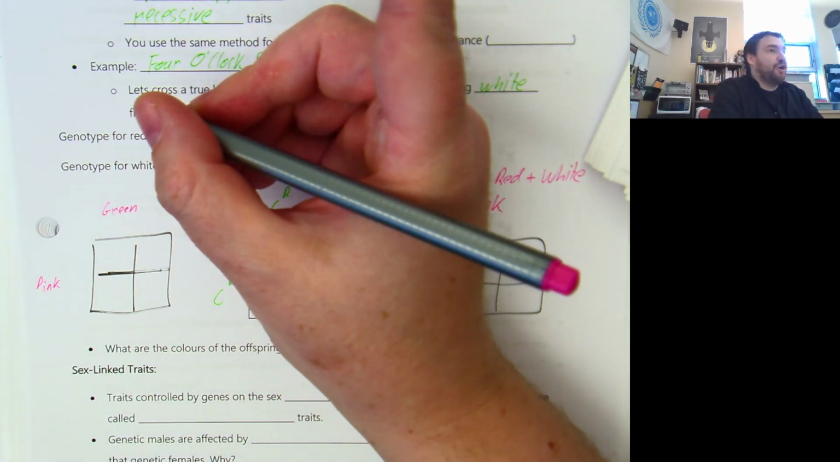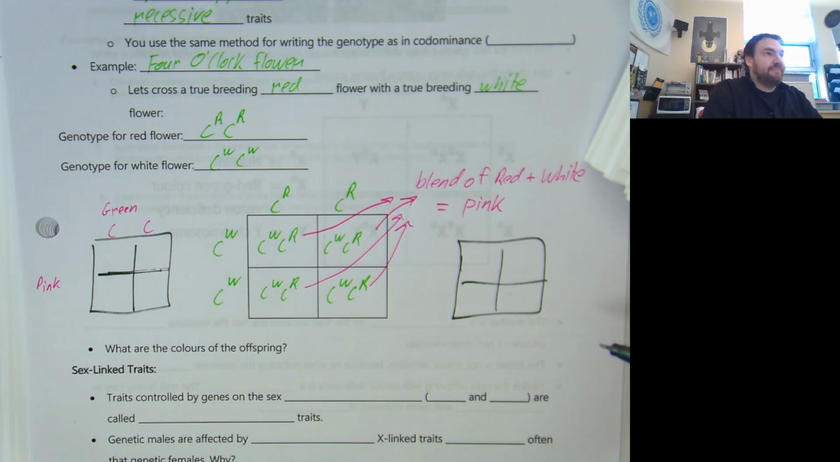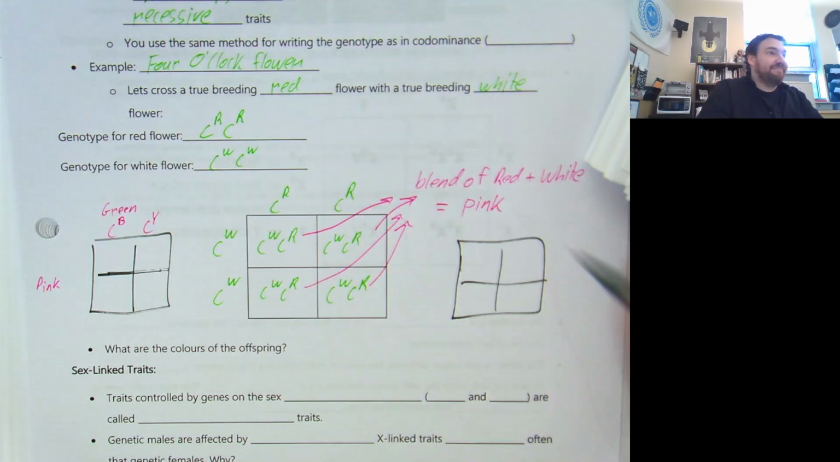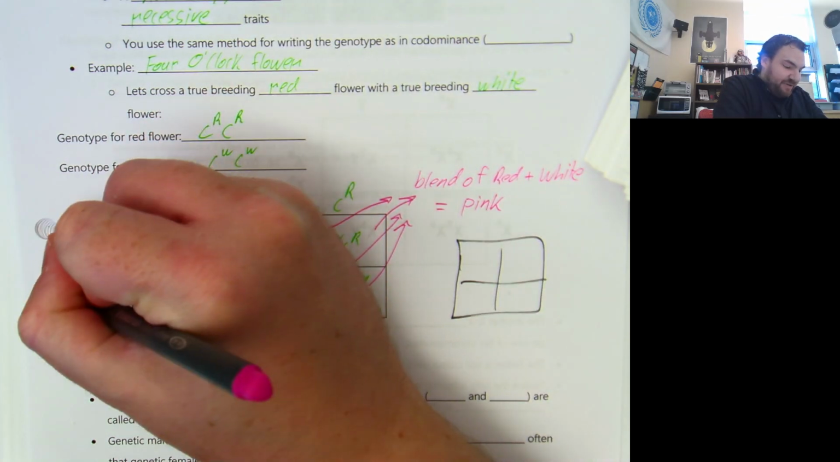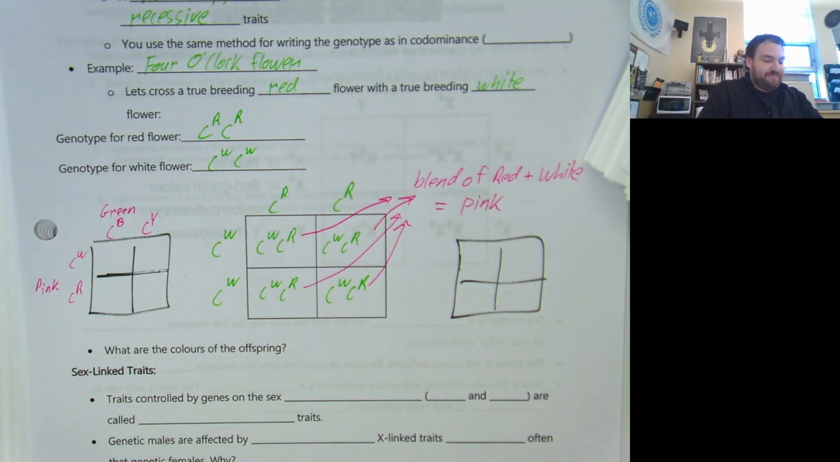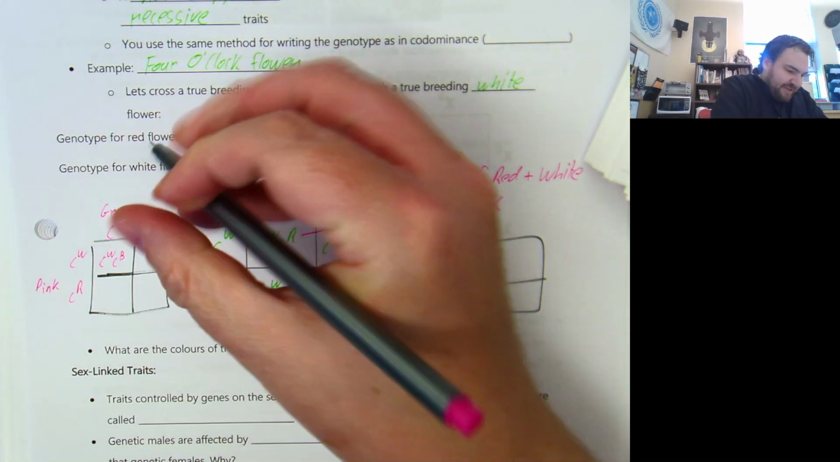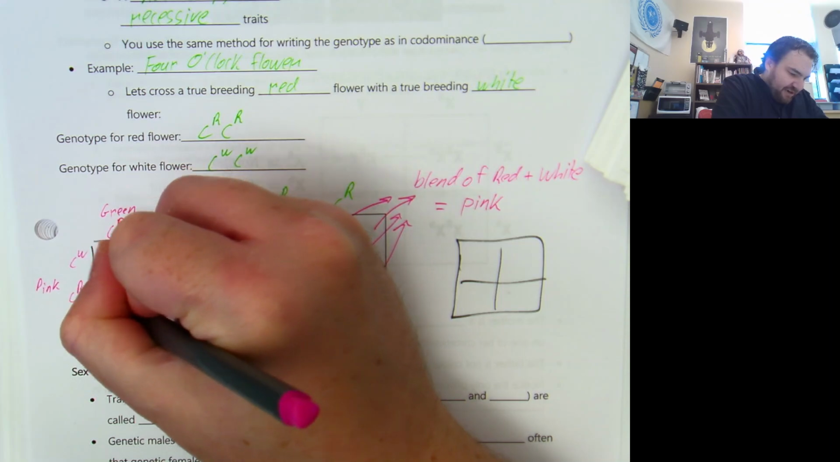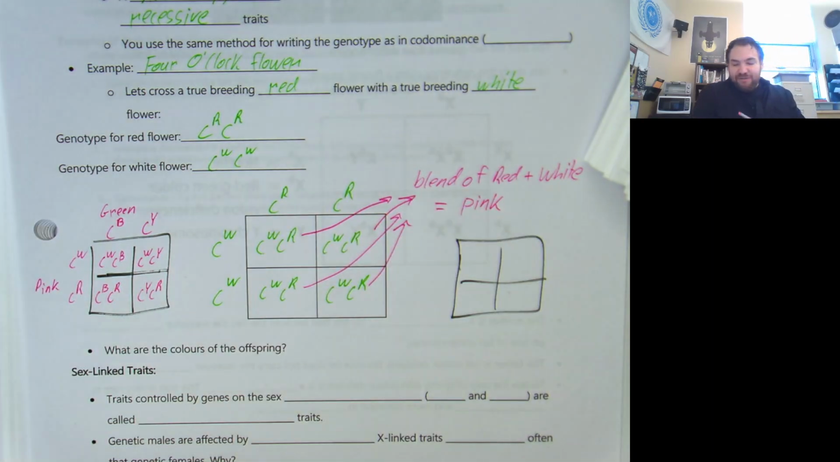Green, if the colors are codominant, green would have to be what? CBCY. Right? Because blue and yellow make green. Pink, we've already established, is CWCR. Let's fill in the chart. This one would be CWCB. This one would be CWCY. This one would be CBCR. And this one would be CYCR.